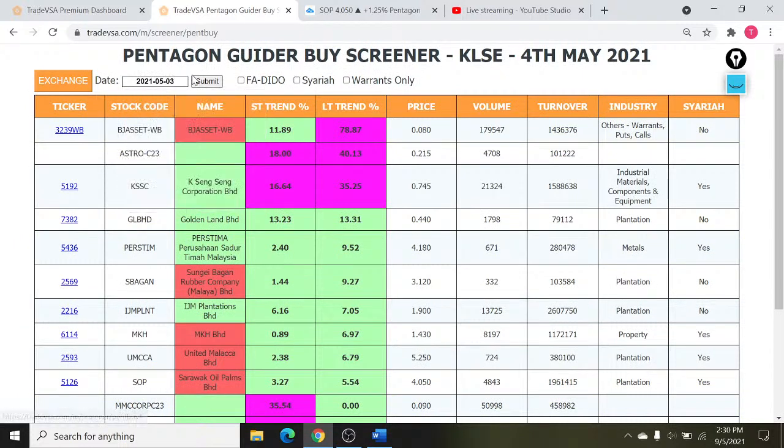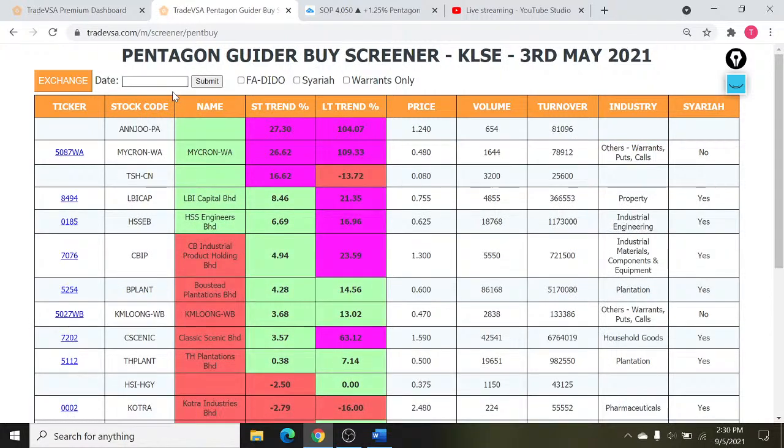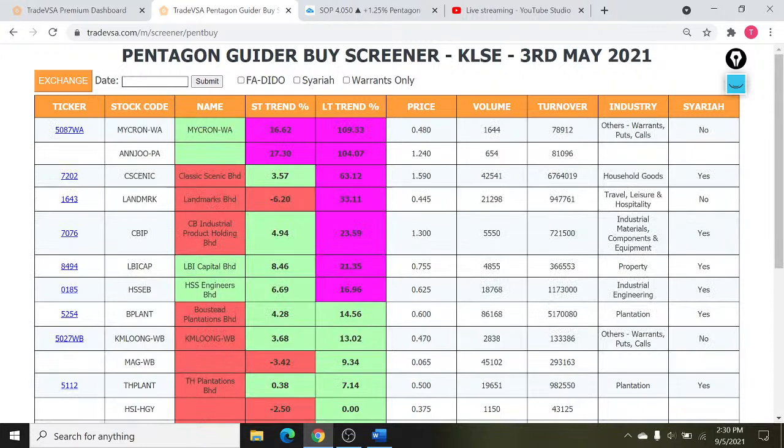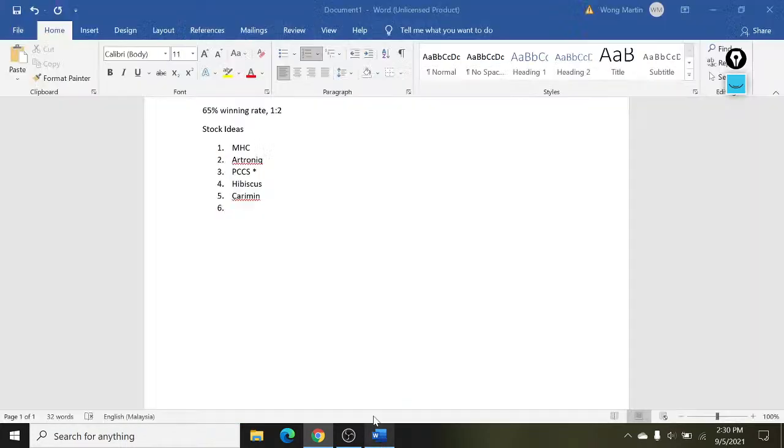Okay, let's go to 3rd of May. Now remember, currently KLC is in red Pentagons. So for members following the Pentagon rules, you can actually skip, no need to do any trading for this week. Maybe wait for these few days until it turns back to green Pentagons again. But what you can do is some homework, like what I usually do.